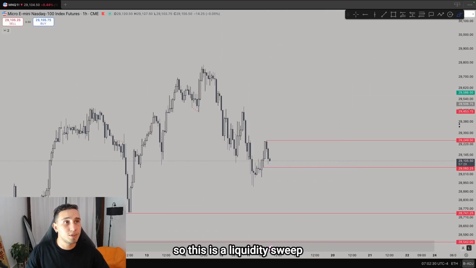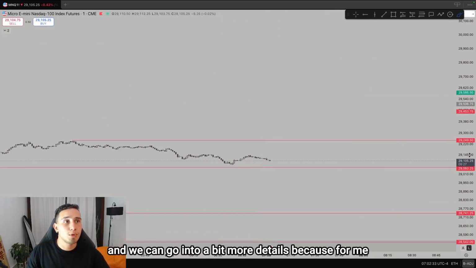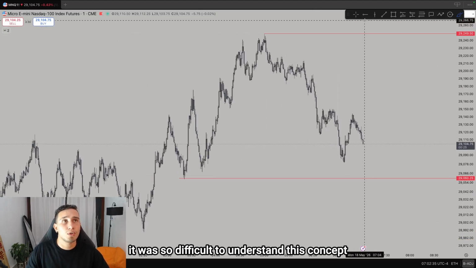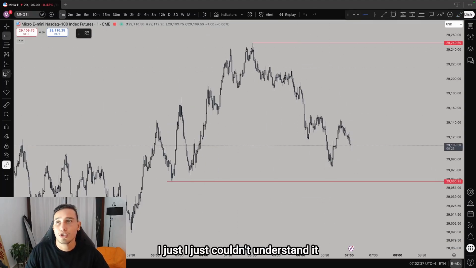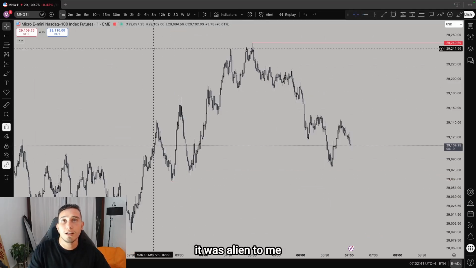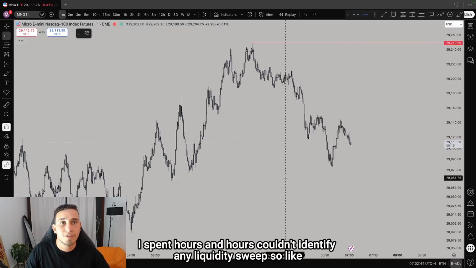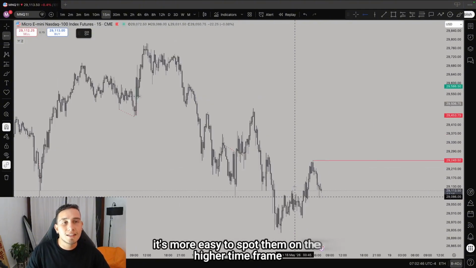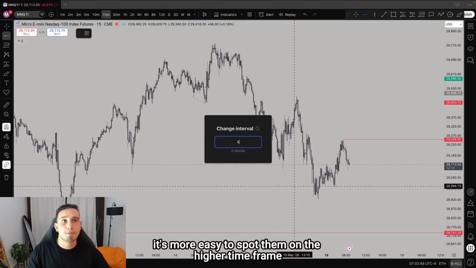So this is a liquidity sweep, and we can go into a bit more detail because for me it was so difficult to understand this concept. I just couldn't understand it. It was alien to me. I spent hours and hours, couldn't identify any liquidity sweep. It's easier to spot them on the higher time frame.